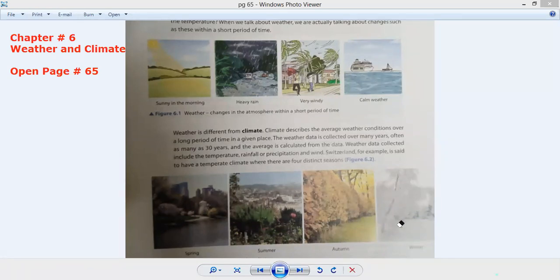Everybody understand that point? Everybody understand these points? Yes, sir. Yes, sir.